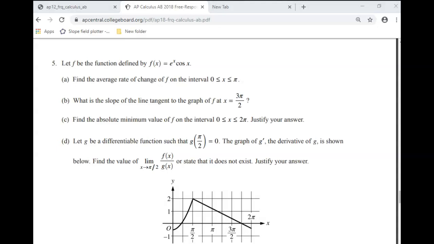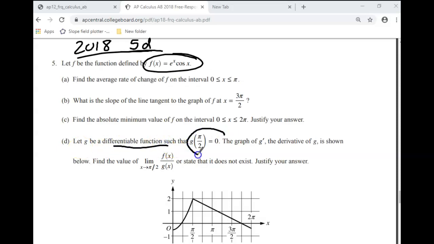All right, so for the 2018 number 5 question, we're going to be doing part D. Once again, I'm not going to do this one for you. I'm just going to give you a couple of helpful hints. Now, here's my f of x function, and down here in part D it says let g be a differentiable function, which means you can find the derivative of it, such that g of pi over 2 equals 0. The graph of g prime is given below, so here's my graph of g prime.